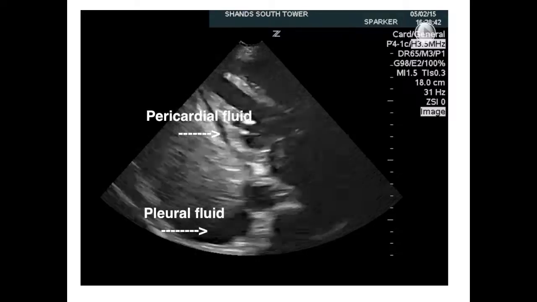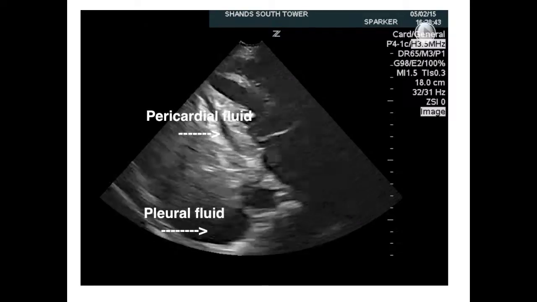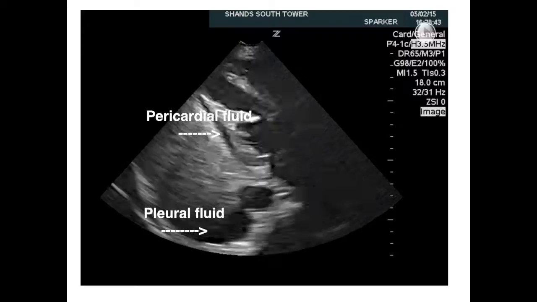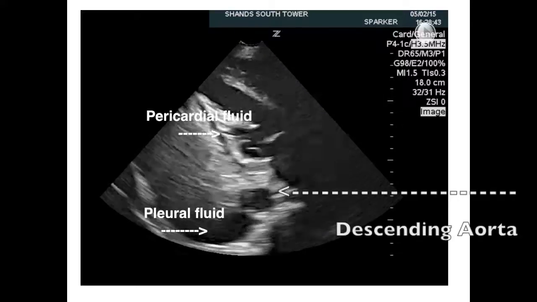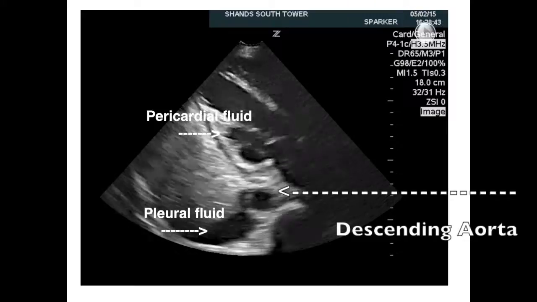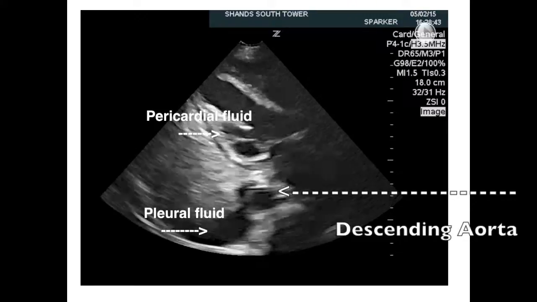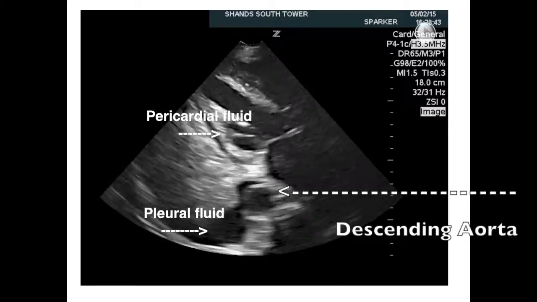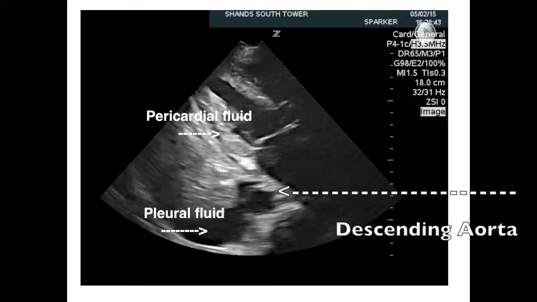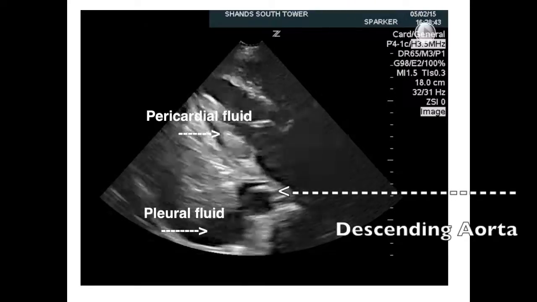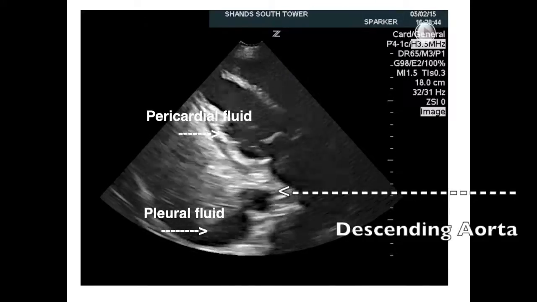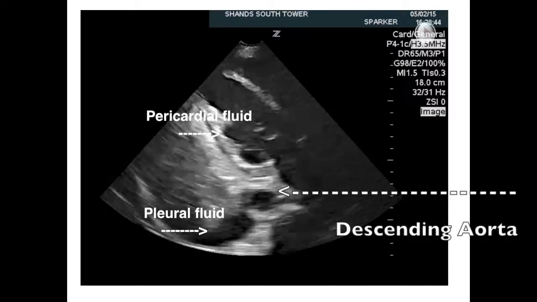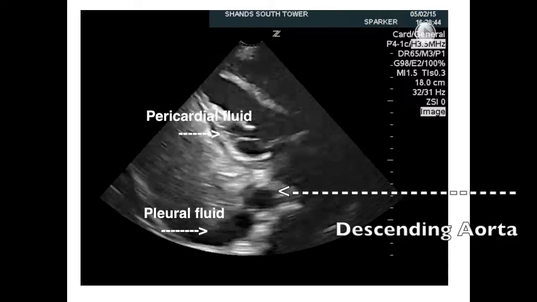But I wanted to show you some patients with abnormal findings. This is the parasternal long view, where you can actually see pleural fluid and pericardial fluid. Pericardial fluid is important because once you see that in the appropriate trauma patient, you have to consider that there could be injury to the heart.